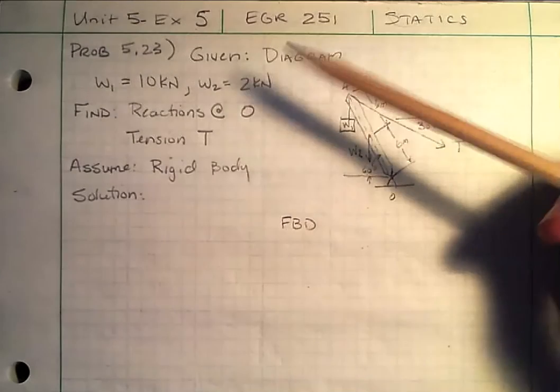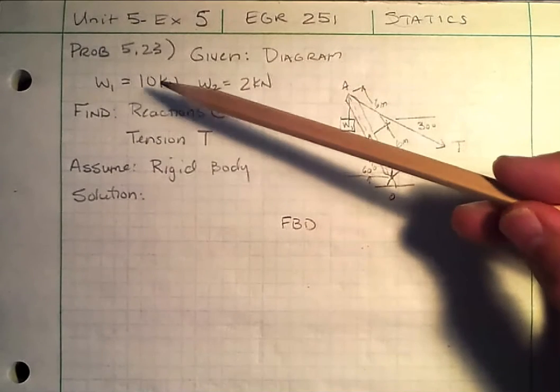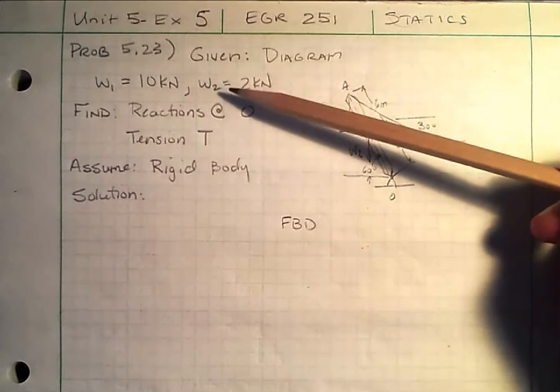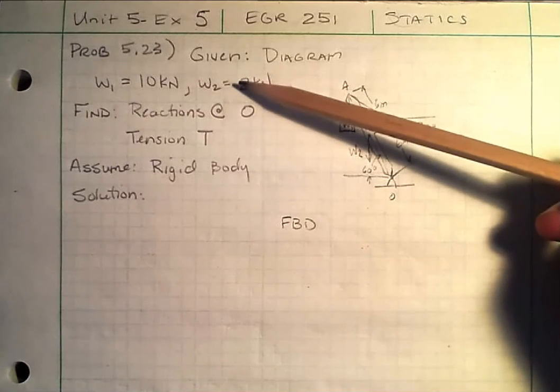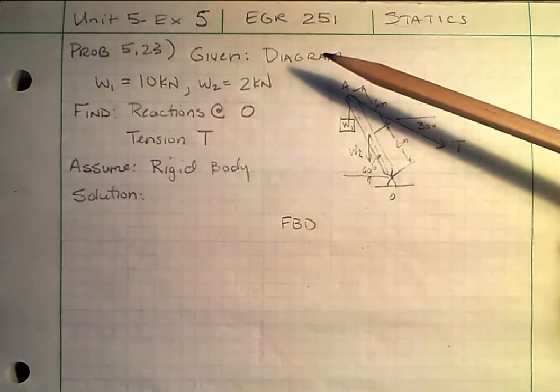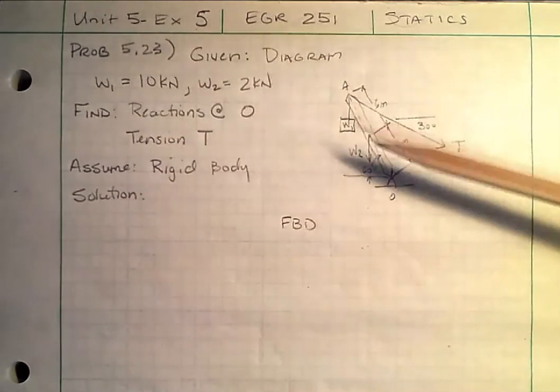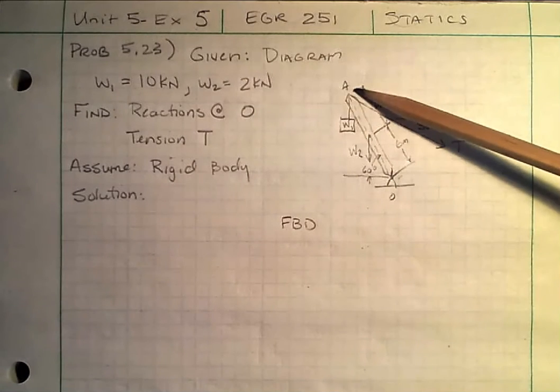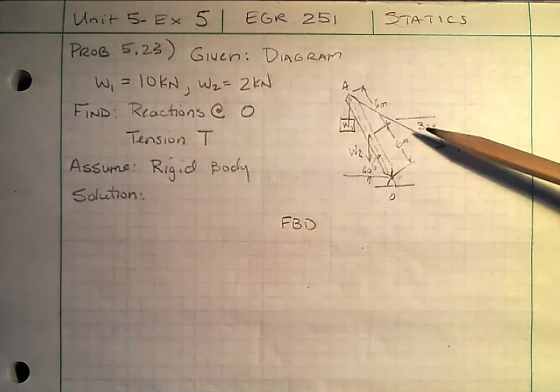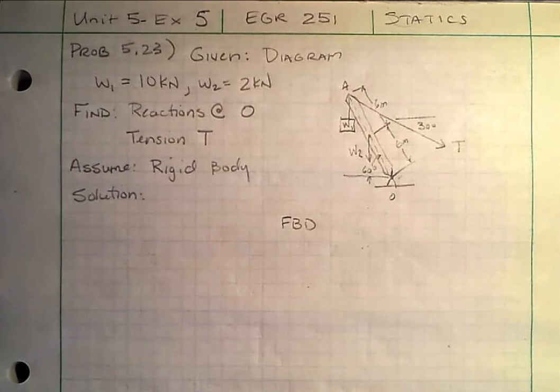In addition, we know the weights, 10 kilonewtons at 1 and 2 kilonewtons at 2. That's the weight of the truss itself. They want us to find the reactions at O and the tension T. This is the lifting cable. We're going to assume it's a rigid body, so there's no deformation, but we don't have to assume it's weightless. They give us that. So let's start out by doing a free body diagram.